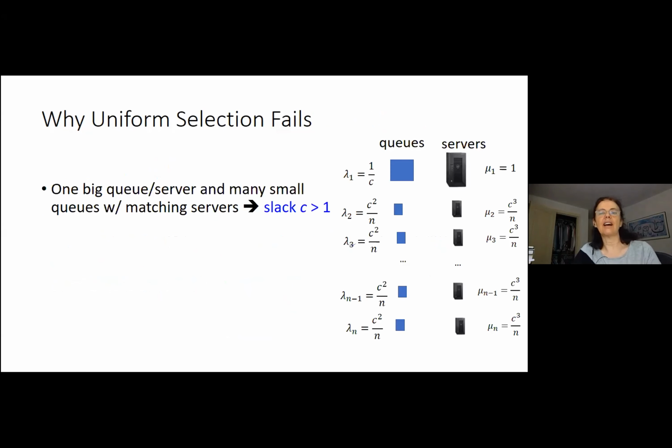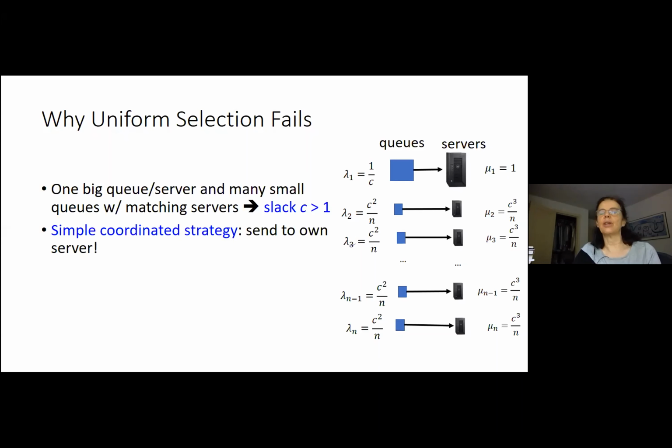So here is our negative statement, that is why uniform selection is bad. Don't look at the exact details of the arrival rates and service rates. Think of C as some sort of large constant. What I'm trying to do is a matching system of queues and servers. There is one queue with a pretty large arrival rate and one server that's really perfect. It can serve packets with probability 1. And then a bunch of other queues with very small arrival rate and a matching server with a little bit bigger service rate. So we have a slack of C. The capacity of the system is a factor of C up from the arrival rate of the queues.